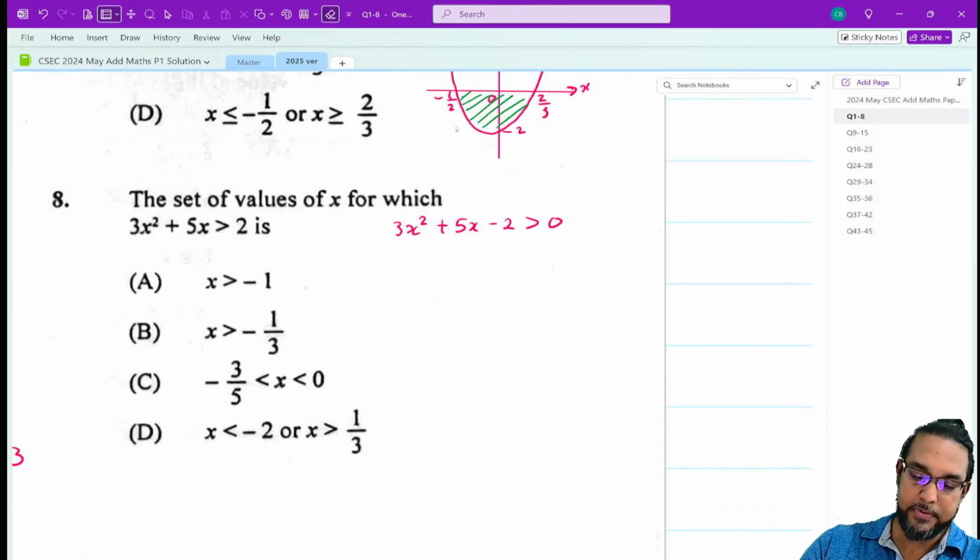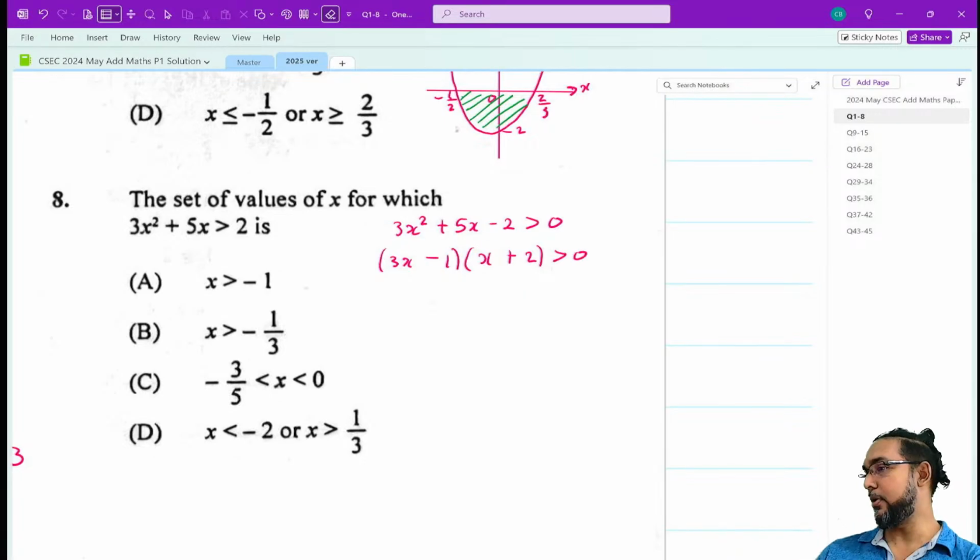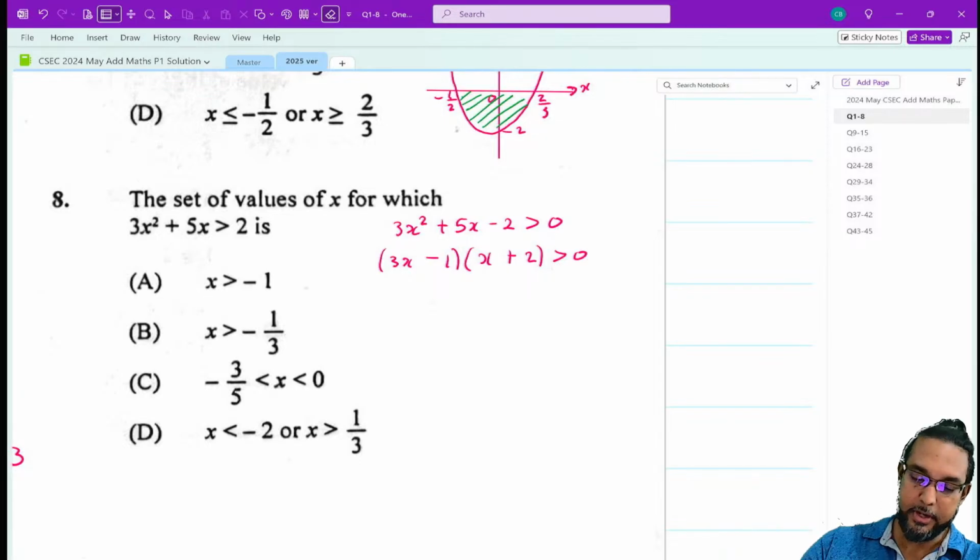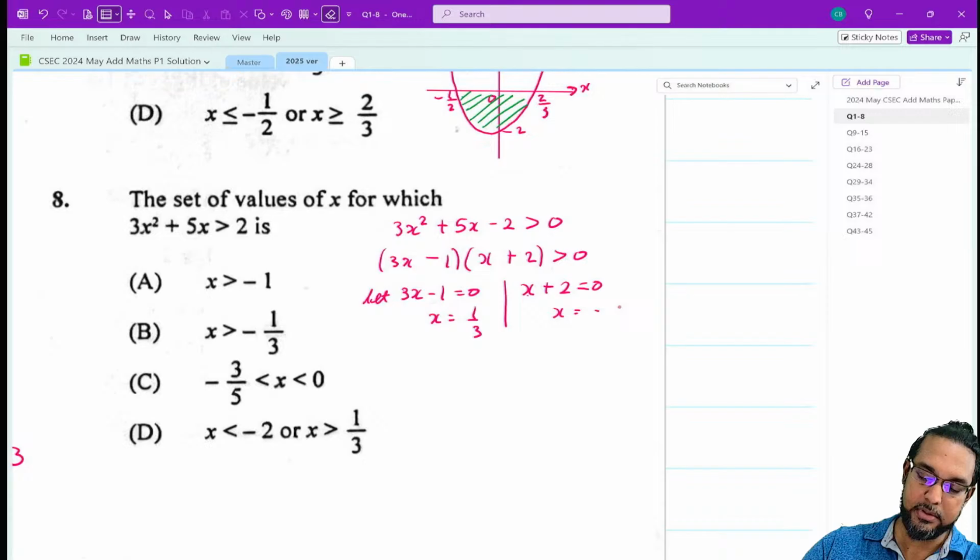Right, so what we do, we're going to factor as per usual, right? So you're going to have 3x, x, right? And then we're going to put the 2 here, 1 here, put a minus and a plus, right? So another shortcut factorization for you all. Okay, so again, we're going to let 3x minus 1 equal 0, in which case x is a third, and then we also let x plus 2 equal 0, in which case x is equal to minus 2.